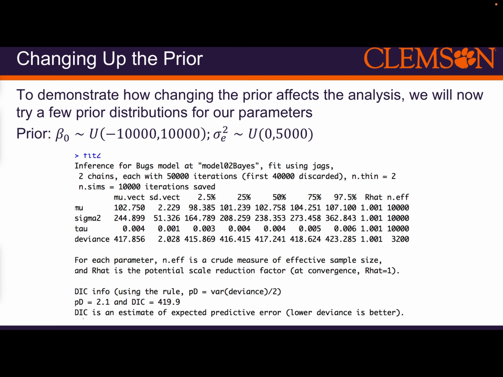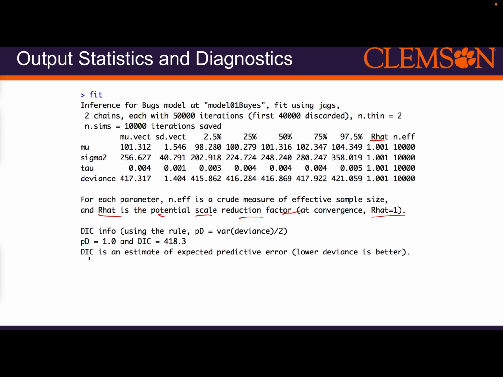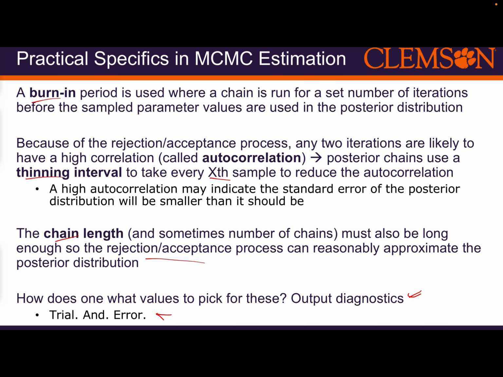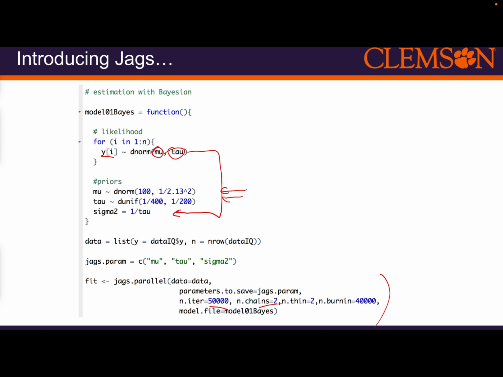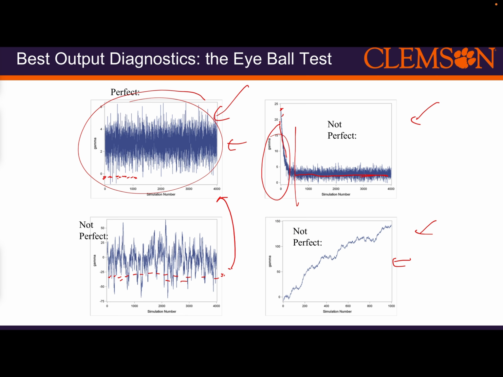All right. Okay, so once again, this was our original distribution where we had a prior with 2.13 as a standard deviation for the normal, a mean of 0, a mean of 100, and then the uniform between 200 and 400 for the variance. Now let's change that up a little bit.